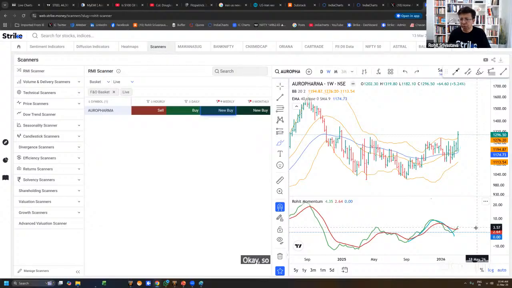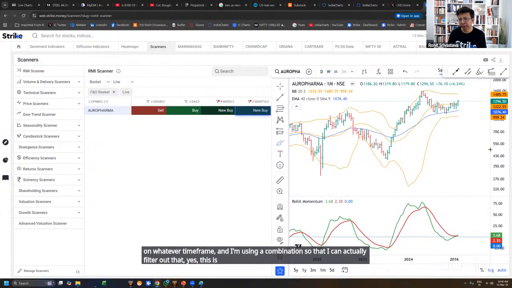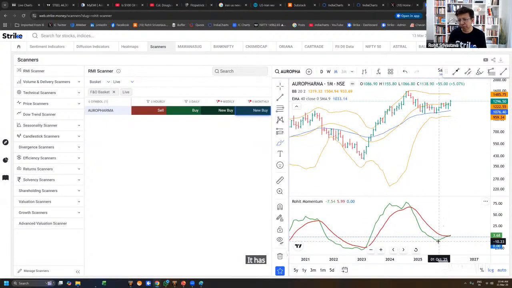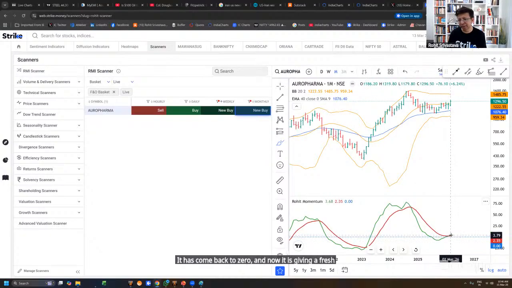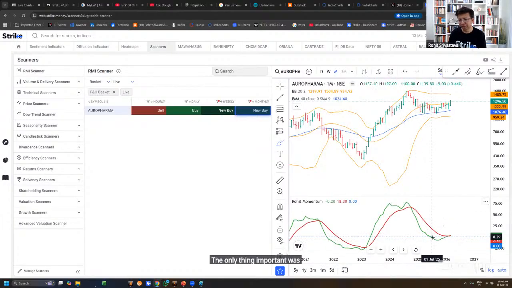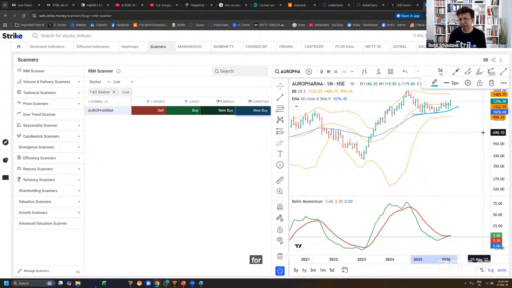So this allows you to get these early signals on whatever time frame. And I'm using a combination so that I can filter out that yes, this is giving me a new buy on what degree. See here on the monthly also, it has come back to zero and now it is giving a fresh buy signal. And the buy signal is coming above zero. Here it came below zero. Both are good signals. The only thing important was whether green had touched zero or not. It has touched zero, so wherever the buy signal comes, it's a buy signal. Good news here is also it did not break this 40-month average over here.